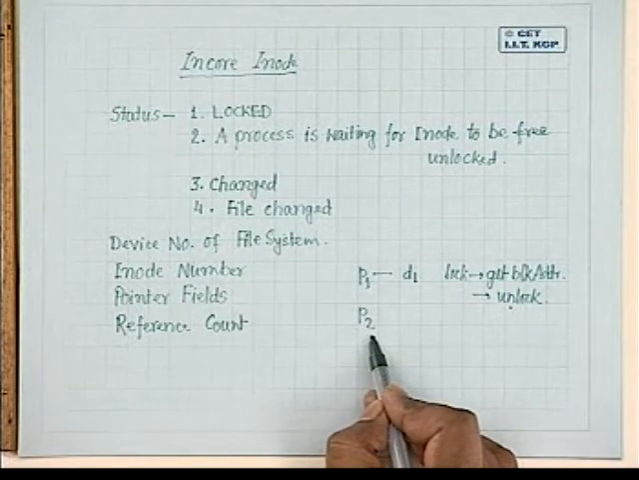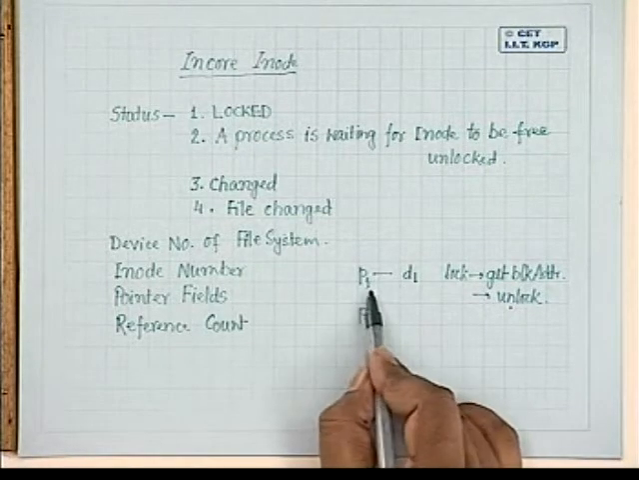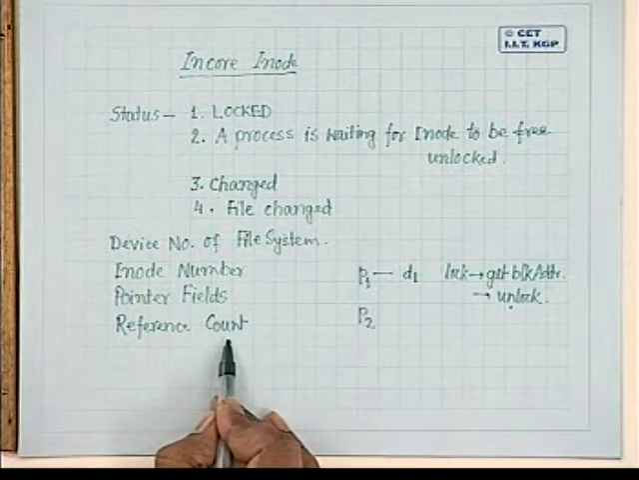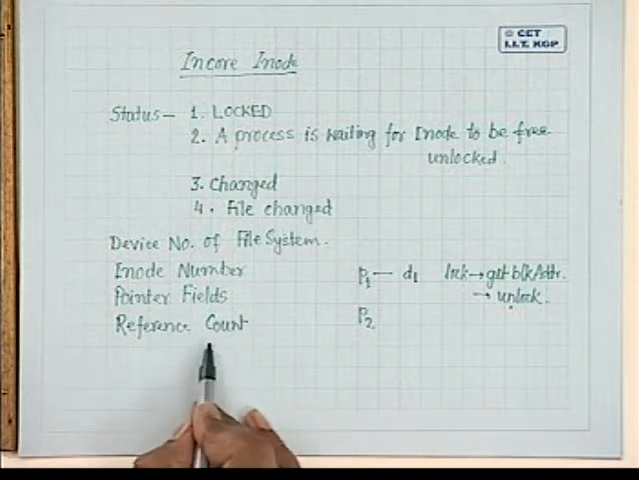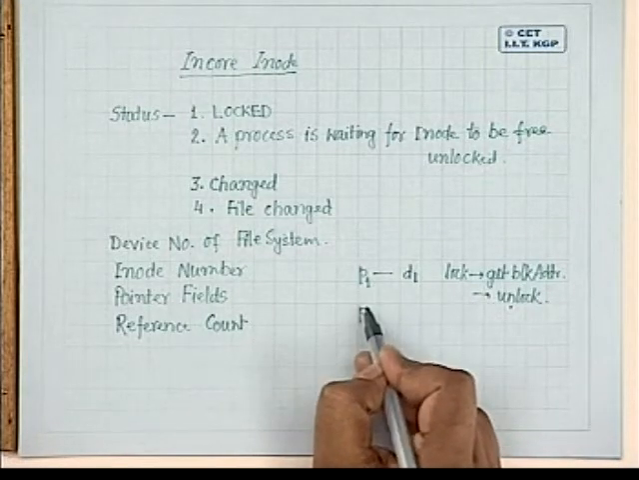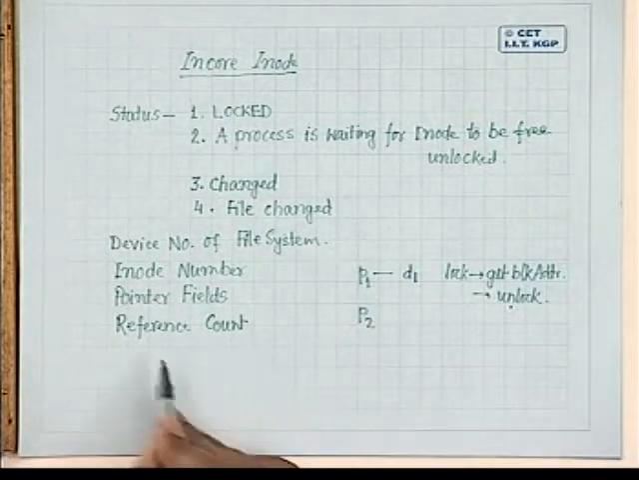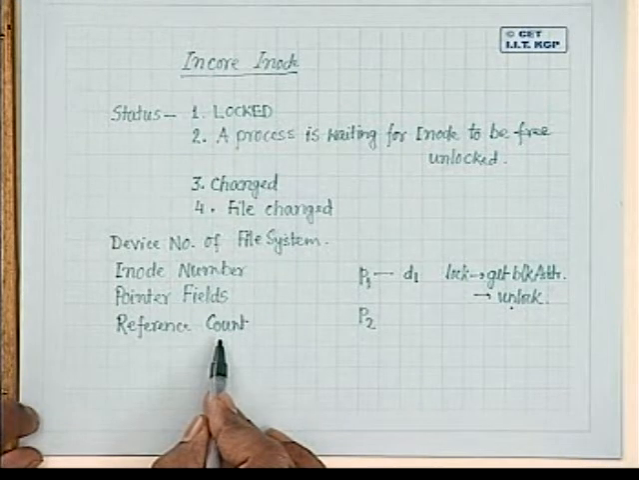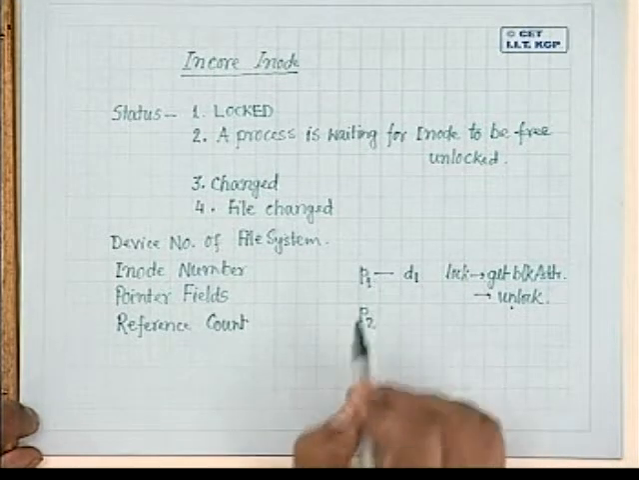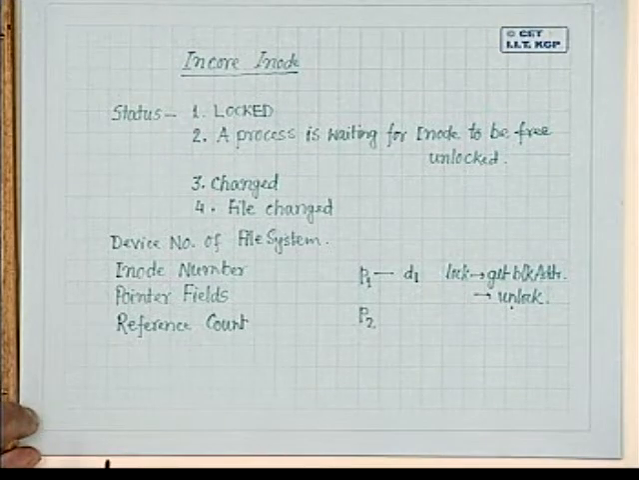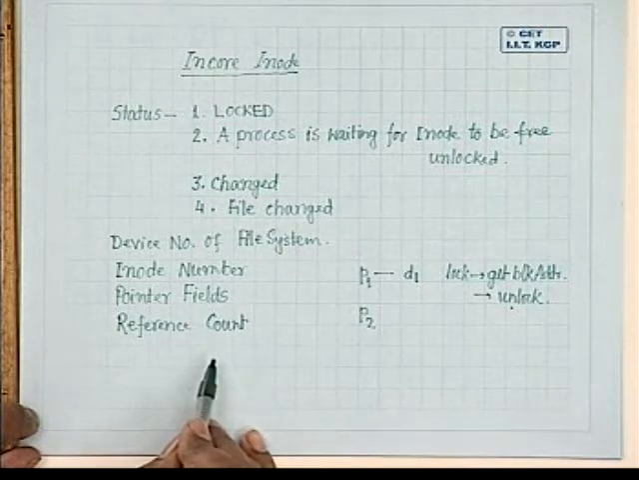Similar with process P2. So only when process P1 closes the file, then the reference count will be decremented by 1. Otherwise, the reference count is not touched. So if these are the two processes, P1 and P2, for which a particular inode is active, then the corresponding reference count field will be equal to 2. Once process P1 closes the file, the reference count field will be decremented by 1. So now it will be 1. But still the inode is not free.